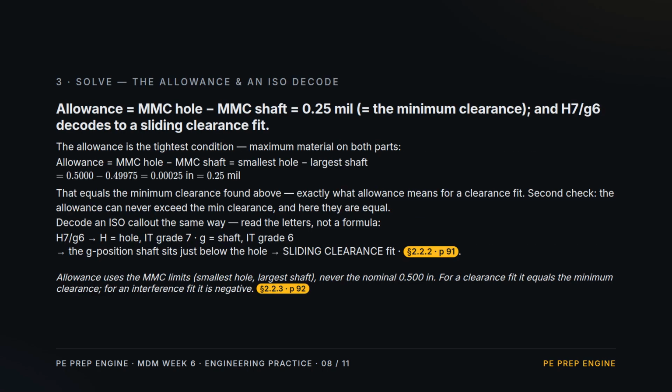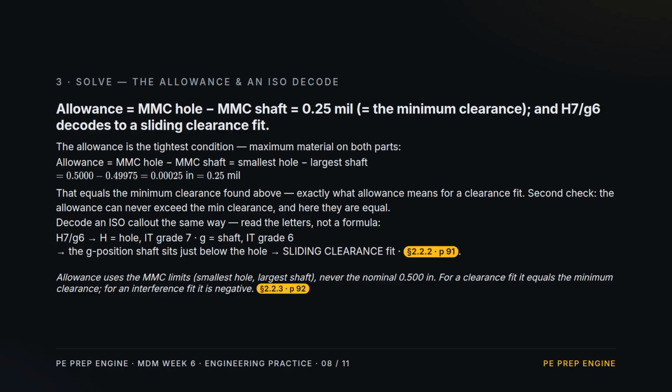Solve. Part 2. The allowance. The allowance is the tightest the fit can get, so it uses maximum material on both parts: the smallest hole against the largest shaft. That comes out to 1/4 mil, which is exactly the minimum clearance we already found. And that identity is the check, because for a clearance fit, the allowance is the minimum clearance.